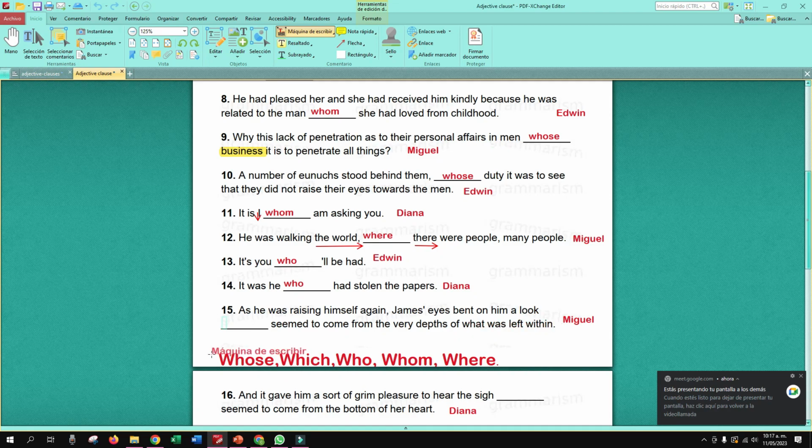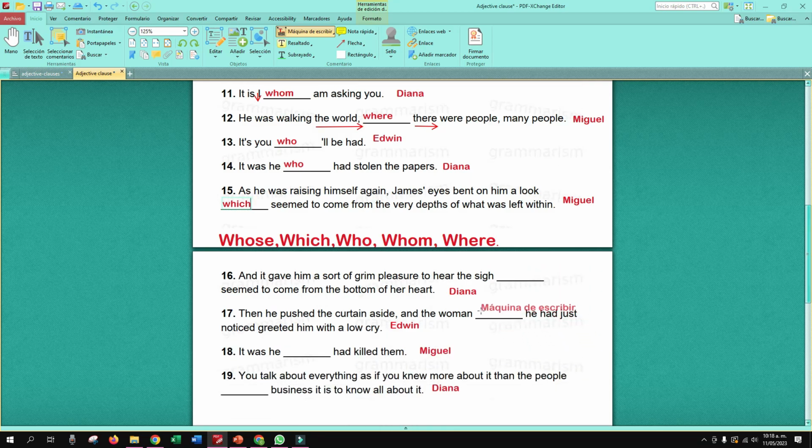And James' eyes bent on him, a look seemed to come from the very depth of what was left within. So it's a little weird one. So we can say which in that case. Which seemed to come from, right? Eyes of Ben on him and look, which seem, right? That would be that one. Okay, let's see, Diana, 16.